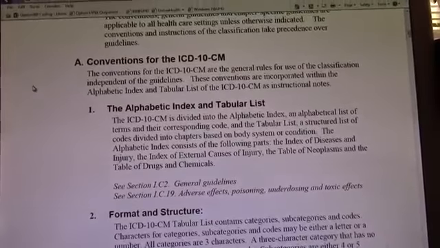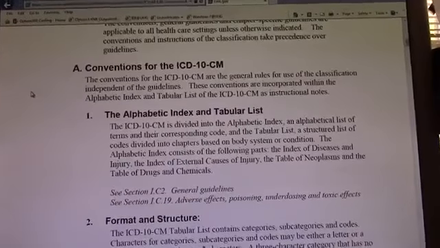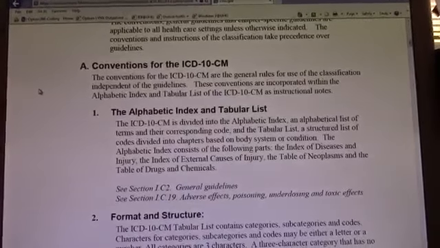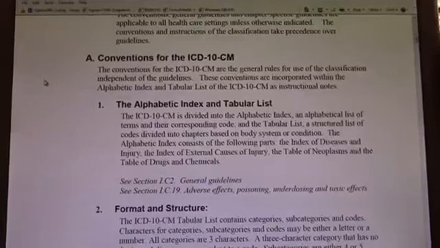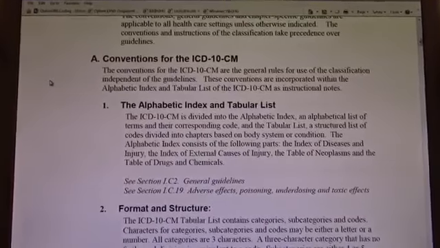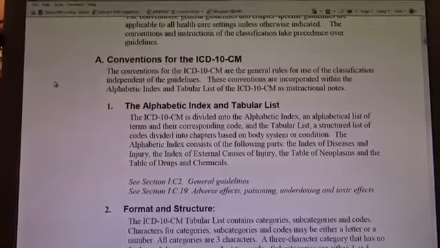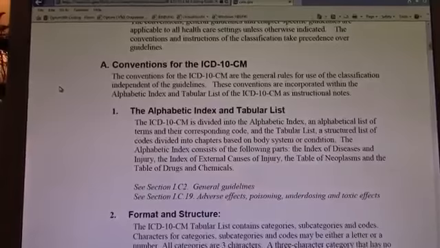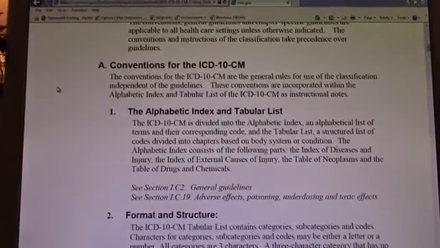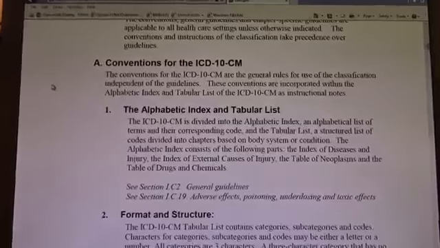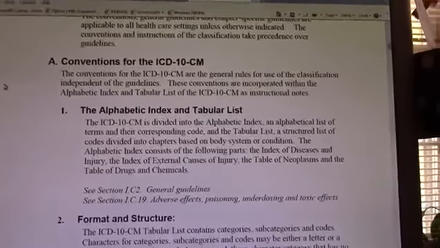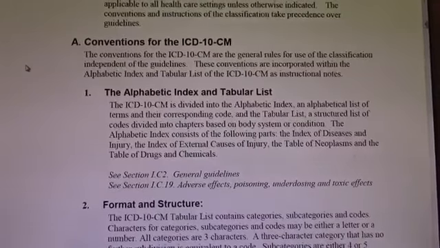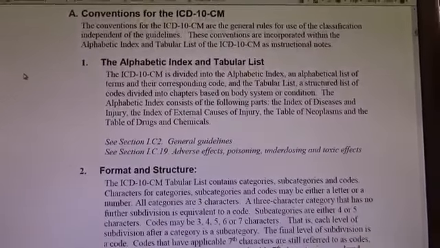Remember, your alphabetic index is an alphabetical listing of terms, and it gives you the code to look up in your tabular list, which is a structured list of codes that are divided into chapters based on body systems or conditions. Okay, also in your alphabetic index, there's an index to disease and injury, an index of external cause of injury, the table of neoplasms, and a table of drugs and chemicals. So make sure you are familiar enough with your code books and you know the difference and you know how to find these individual indexes, okay?